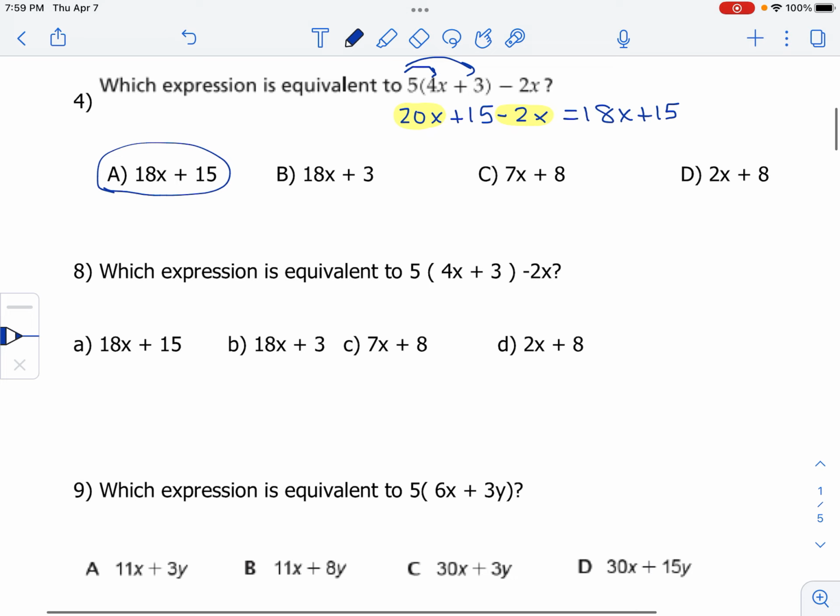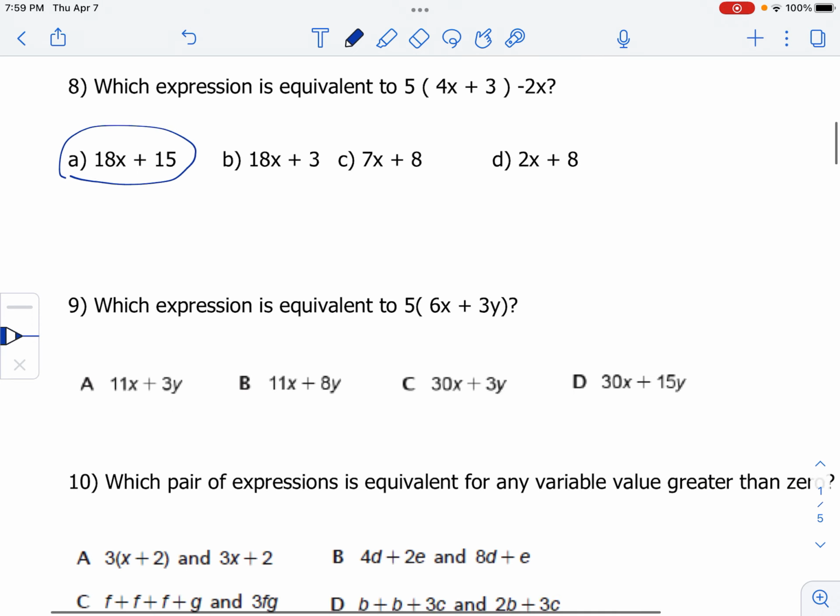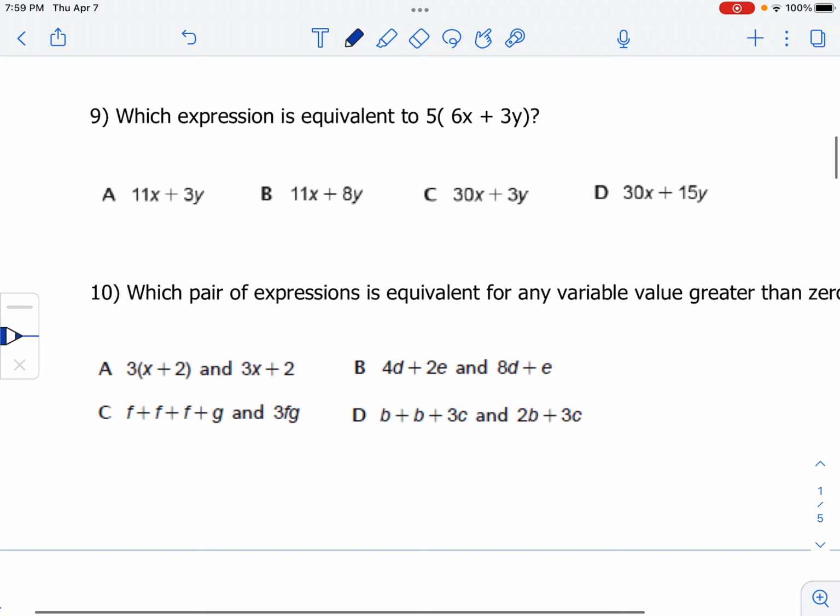Number 8, which expression is equivalent to, this is the exact same question. It's going to be choice A, 18x plus 15. So let's skip to number 9 here. Which expression is equivalent to 5 times 6x plus 3y? We're just going to use distributive property here. 5 times 6 is 30, so that's 30x. And 5 times 3y is 15y.